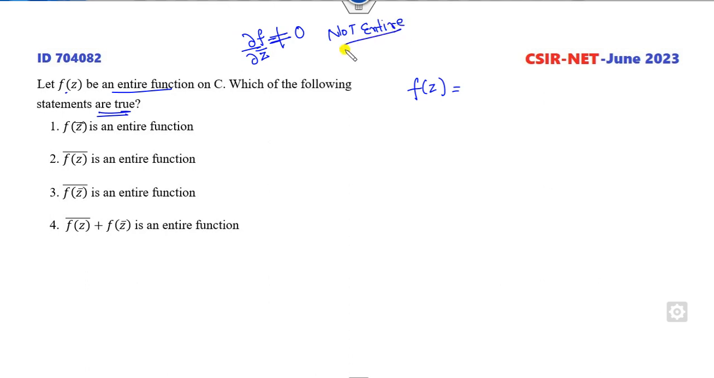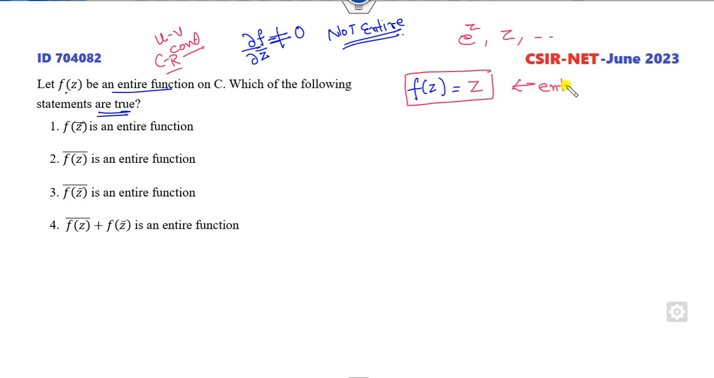Fine. If it is 0, then it may or may not be, but if it is non-zero, then definitely it's not entire. Or otherwise you can check that the Cauchy-Riemann conditions are satisfied. So look at that. Think about any entire function. This is an entire function. So I can take the simplest one, f of z is z, which is my entire function.